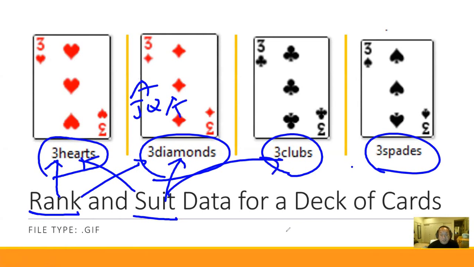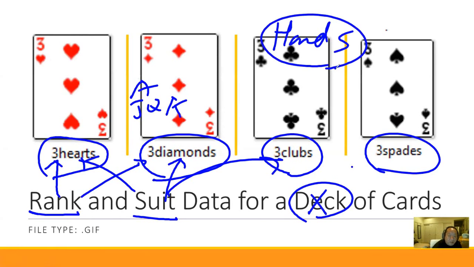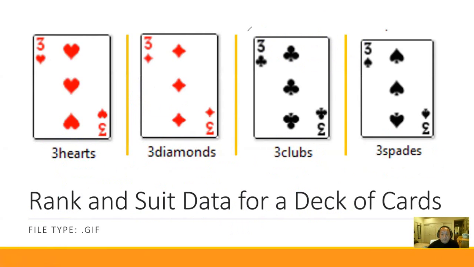This is not a deck of cards. This is a hand of cards. 4 pieces or 5 pieces of them, we call a hand. And the whole deck means all the 52 cards. Or sometimes a joker card is also included. For some games, the joker card is also included.